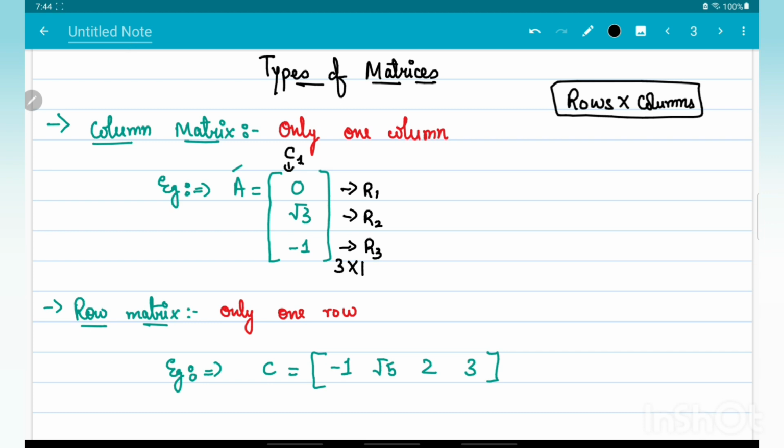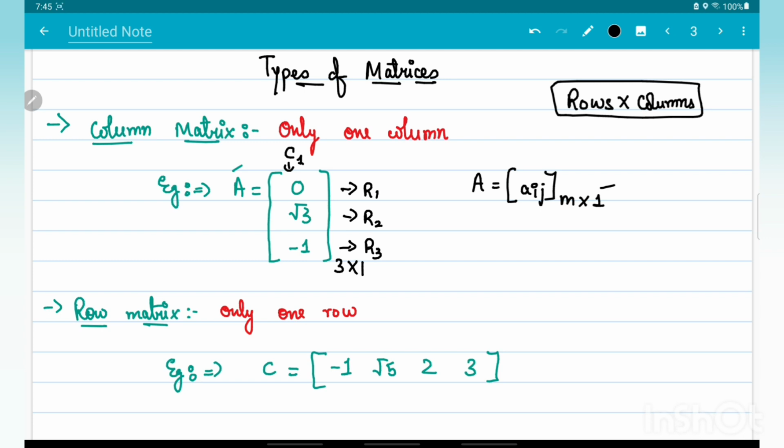Now if you want to write this column matrix in general form, you can write it as matrix A is equal to Aij. Aij is a way of naming the elements, as I told you just now. Then you can write the order of the matrix as m into 1. Here m refers to the number of rows. There can be any number of rows, that doesn't matter, but the number of columns should be only 1. Only then does it become a column matrix. So this is a general way of writing a column matrix.